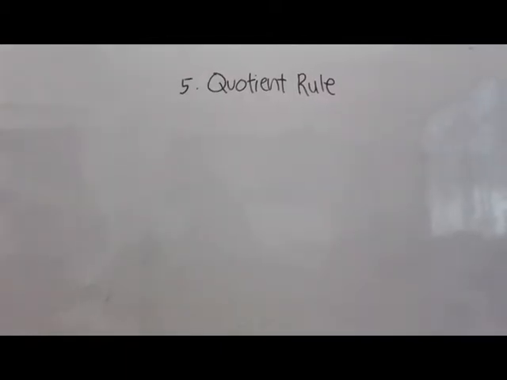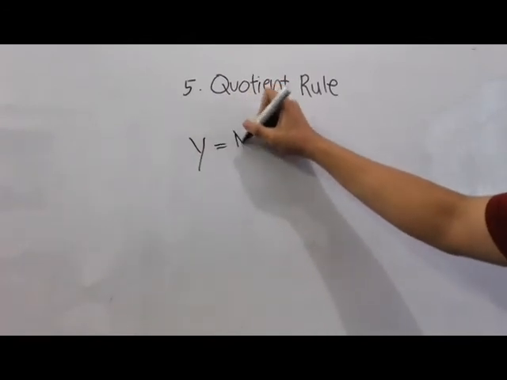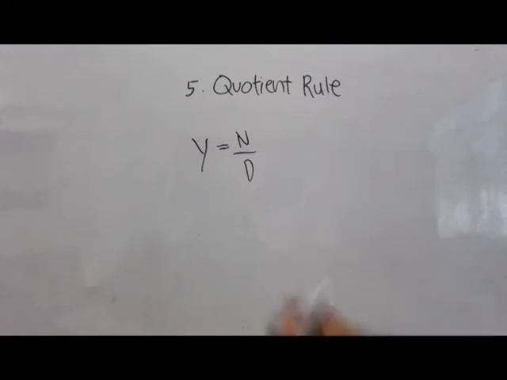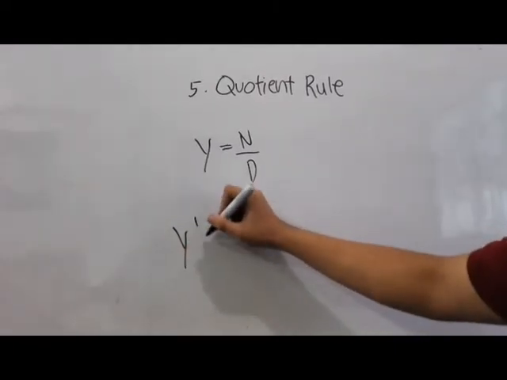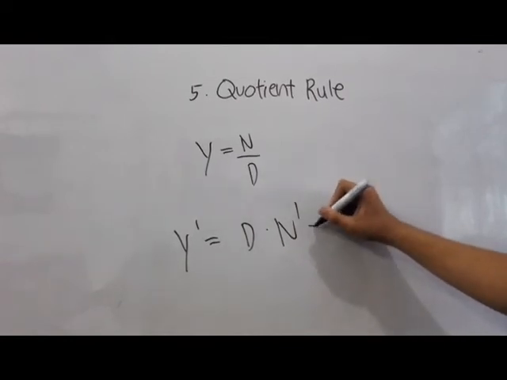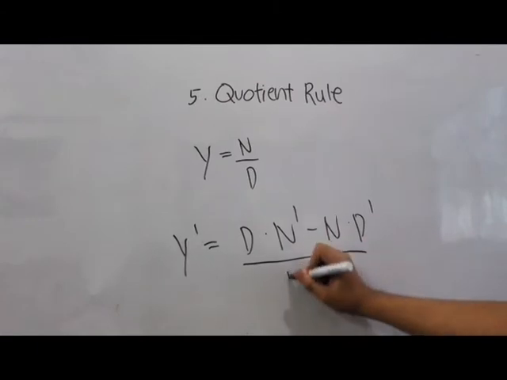Next, we have the quotient rule. Suppose we were given this expression y is equal to numerator over denominator. We will have to use the quotient rule with the formula y prime is equal to denominator times numerator prime minus numerator times denominator prime all over denominator squared.